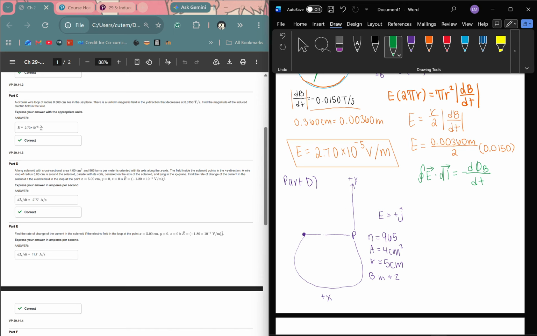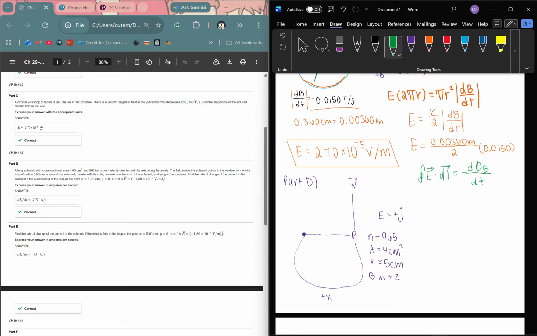I'm using Faraday's law because the changing magnetic field inside the solenoid induces an electric field around the loop. So let me explain. This symbol is the closed line integral around the entire loop. This is the induced electric field. This is the small piece of the circular path, and then Φ sub B is the magnetic flux. So this whole thing means the rate of change of the magnetic flux.